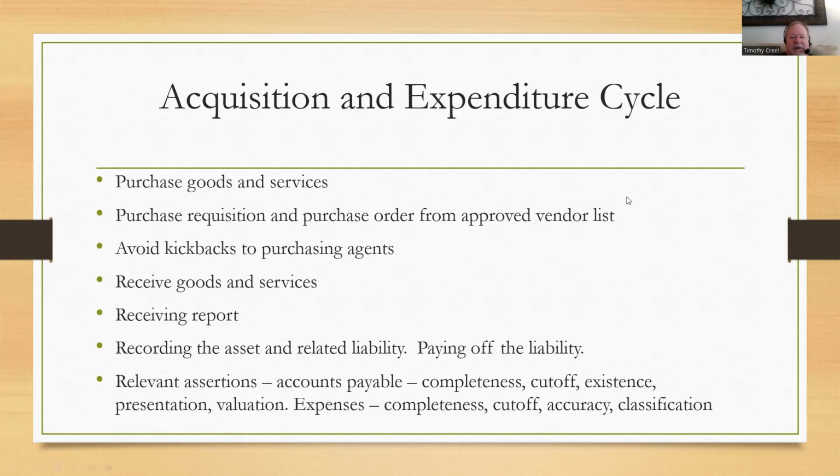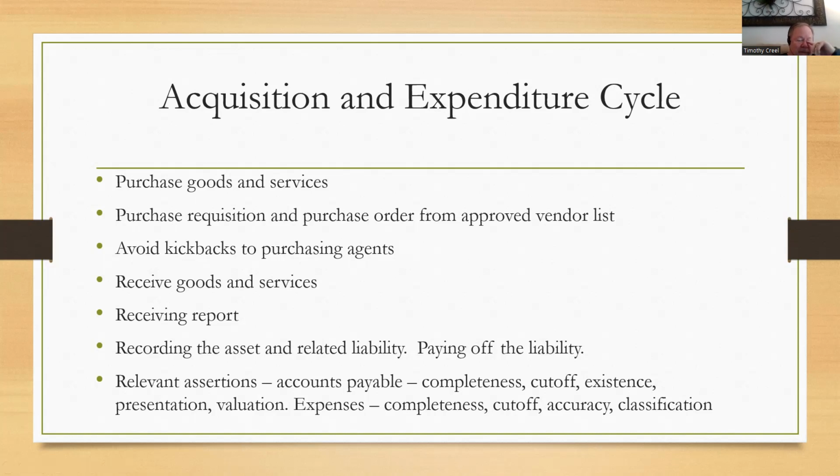So the acquisition and expenditure cycle looks at the purchase of goods and services. So you're going to purchase goods and services. Again, they might be inventory, office supplies, they might be larger items, they might be services such as having the lawn mowed. Some of the forms that you're going to look at with this would be a purchase requisition and a purchase order from the approved vendor list.